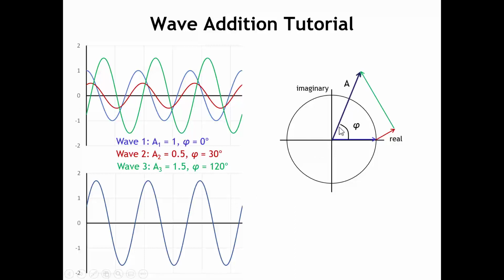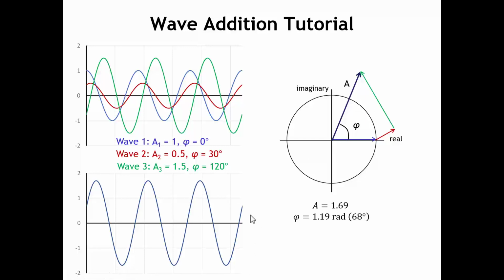Now, if I were to get out a ruler and measure this, I would see that the amplitude of that wave is 1.69. That's the length of this vector. And the angle is 1.19 radians, or 68 degrees. So that matches what I got when I just added the waves together in a spreadsheet.